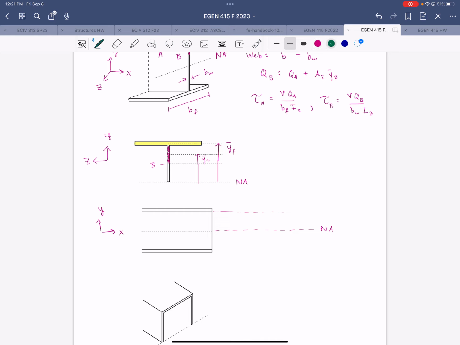That shear stress profile, we know it's going to be 0 at the extreme fibers, and then it's going to be some value at A. It will vary parabolically between those points. And then there's going to be that jump from BF to BW.